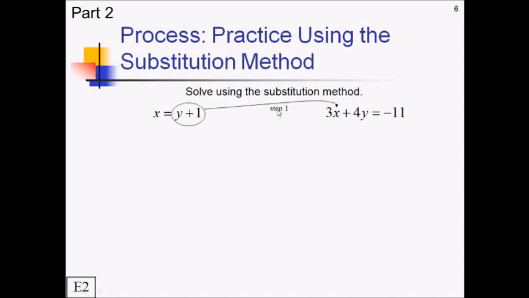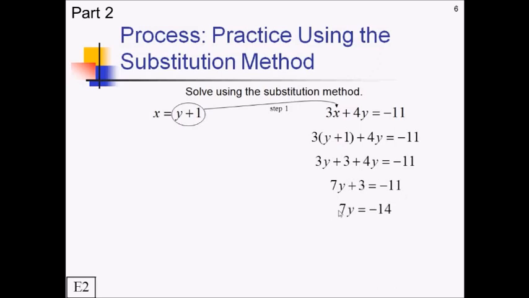And as always, I label my first step here. So this is going to be 3 parentheses, y plus 1, close parentheses, plus 4y equals negative 11. Very important to use parentheses when you are substituting. Distributing that, we've got 3y plus 3, and then we can combine like terms to get 7y plus 3. Subtracting 3 gives us negative 14 on the right. Dividing by 7, we got y equals negative 2.